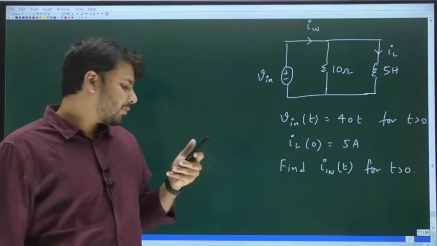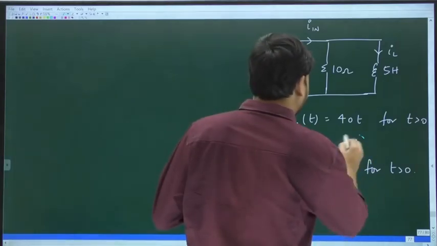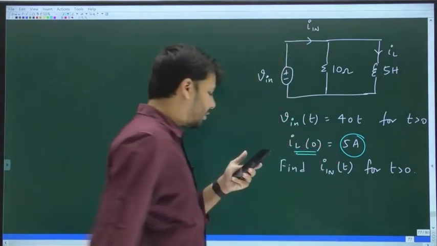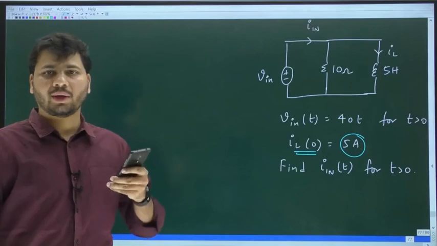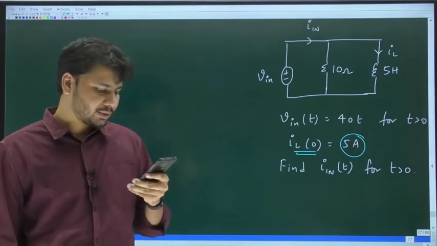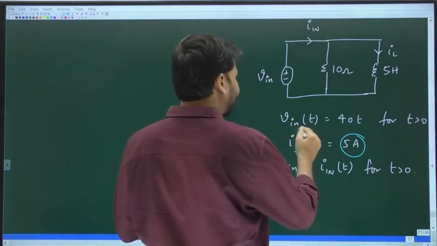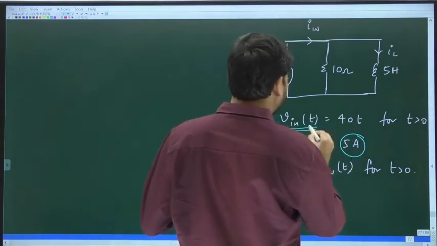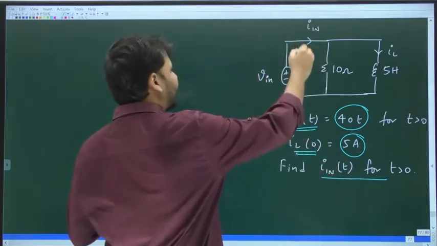Anyway, apart from this, what else is given? IL of 0 is also given. What is this IL of 0? Is it not the initial current through the inductor? So given the initial current through the inductor and also the applied input voltage, which is 40t, you have to find iL of t. What is this iL of t?